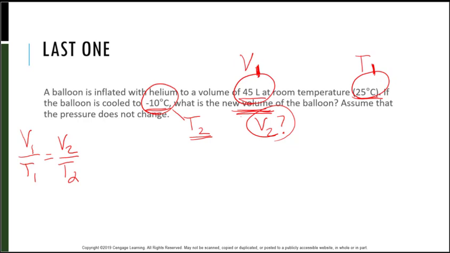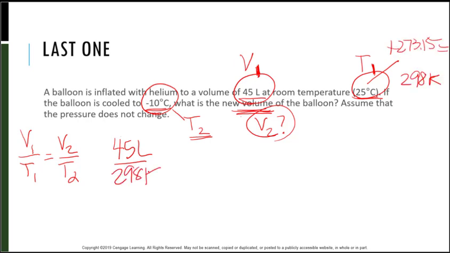Let's set it up. Charles's law says that V1 over T1 equals V2 over T2. Our V1 is 45 liters over, now let's get this to Kelvin. That would give me 298 Kelvin. Our V2 we don't know, but our T2 we need to do -10 plus 273.15. That would give us 263 Kelvin.